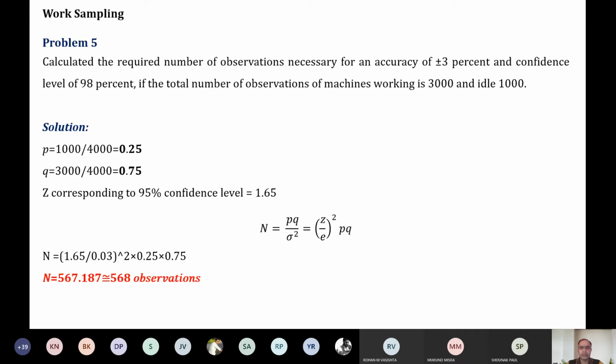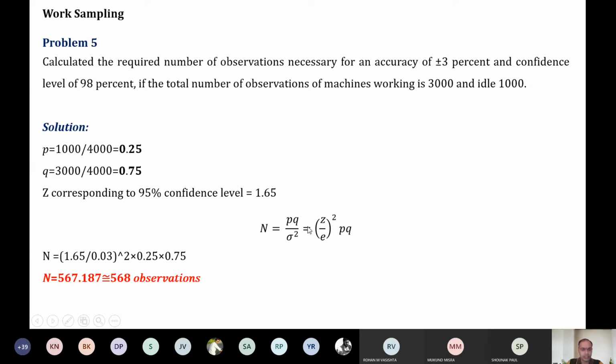Okay, so randomly they make the thing, right? Then to calculate p, p is for idle time. So 1000 divided by 4000, the number of observations was 4000. Then q value is 3000 divided by 4000, so it is going to be 0.75. The z value is, sorry, here it should be 98 percentage. Okay, I should change this. So 95% of the confidence level is going to be 1.65. This value will be given to you in the problem, so you need not worry about this. Just direct substitutions we are doing.